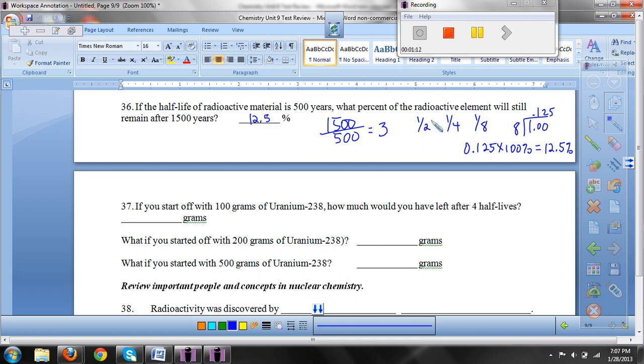Remember, I started out with a whole. After 1 half-life, I had a half. Now I have half of that. Well, half of half is a fourth. Half of a fourth is 1/8. So that's all I'm doing.